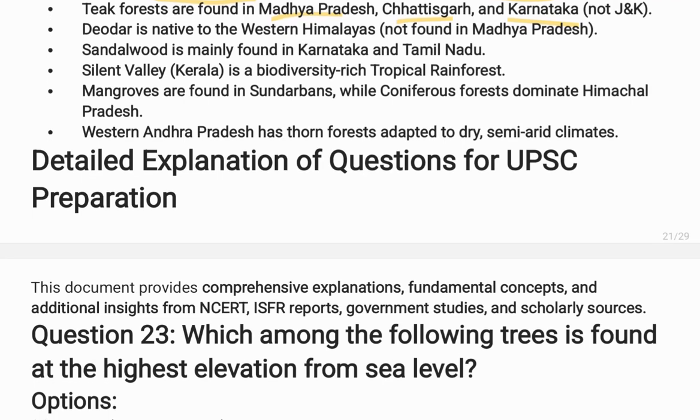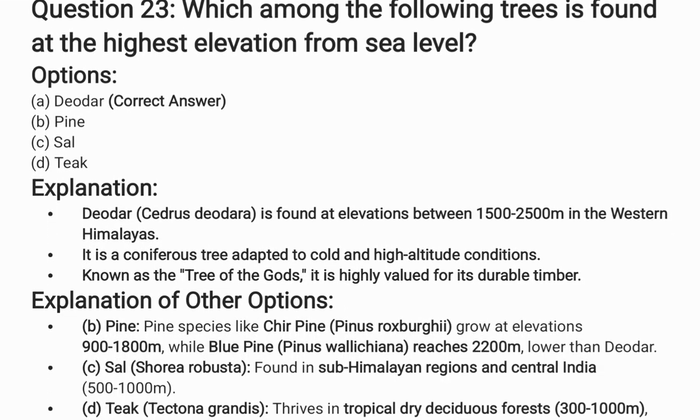Sandalwood is mainly found in Karnataka and Tamil Nadu. Kerala is biodiversity rich tropical rainforest. Mangroves are found in Sundarban, while coniferous forests dominate Himachal Pradesh. Western Andhra Pradesh has thorn forest adapted to dry and semi-arid climates.